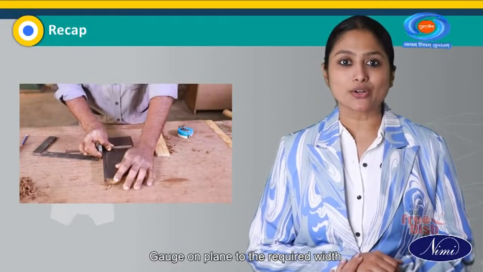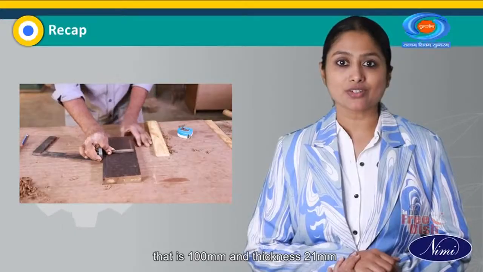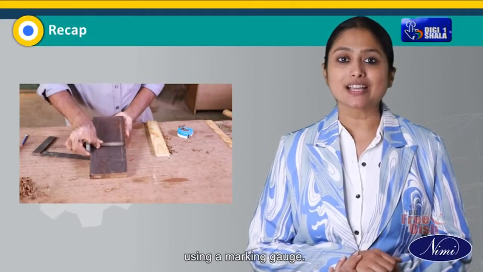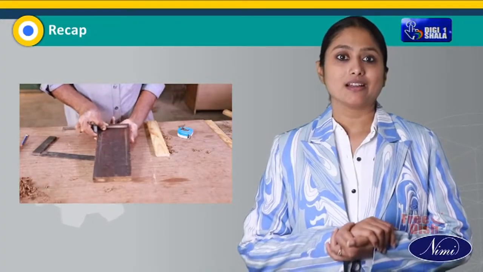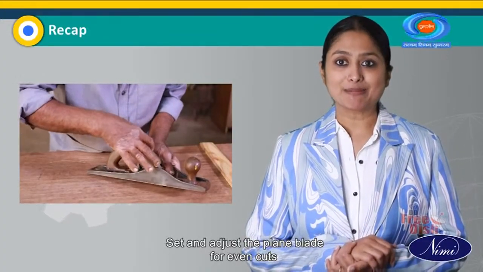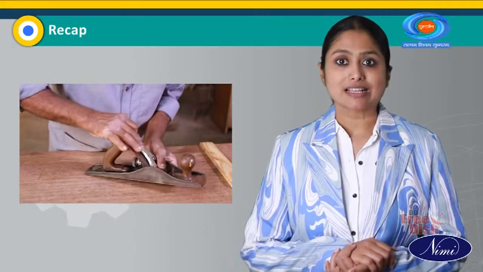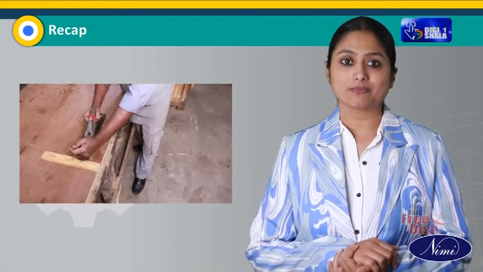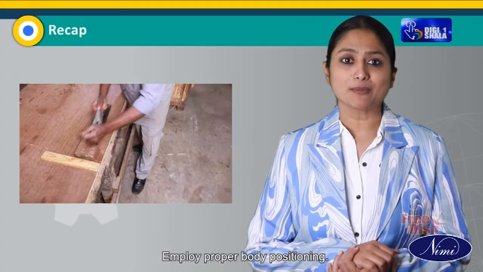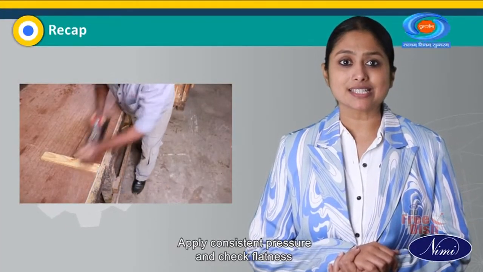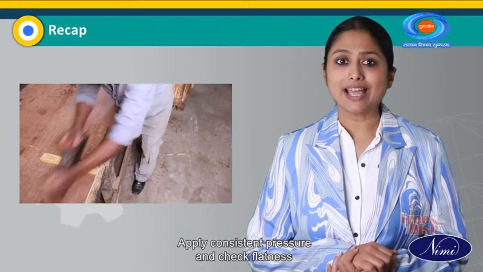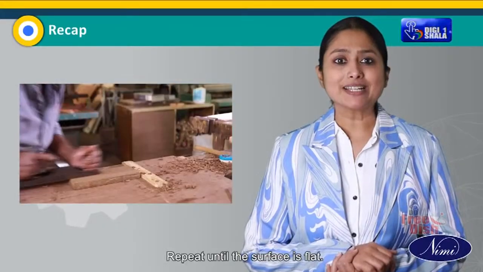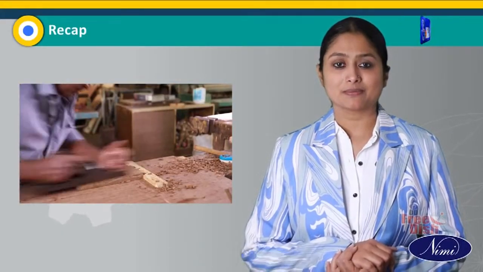Gauge and plane to the required width, that is 100 mm, and thickness 21 mm, using a marking gauge. Set and adjust the plane blade for even cuts, considering depth and alignment parallel to the sole. Employ proper body positioning, apply consistent pressure, and check flatness with a tri-square during planing. Repeat until the surface is flat.